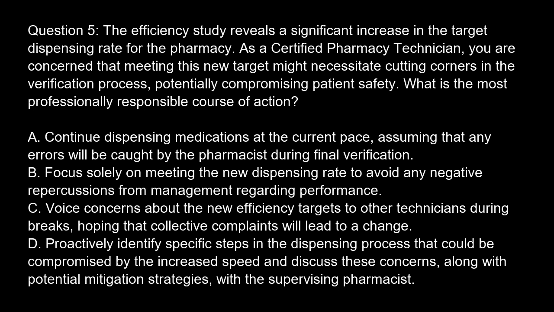Option A. Continue dispensing medications at the current pace, assuming that any errors will be caught by the pharmacist during final verification. Option B. Focus solely on meeting the new dispensing rate to avoid any negative repercussions from management regarding performance. Option C. Voice concerns about the new efficiency targets to other technicians during breaks, hoping that collective complaints will lead to a change. Option D. Proactively identify specific steps in the dispensing process that could be compromised by the increased speed and discuss these concerns, along with potential mitigation strategies, with the supervising pharmacist.